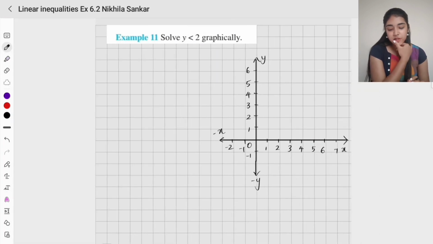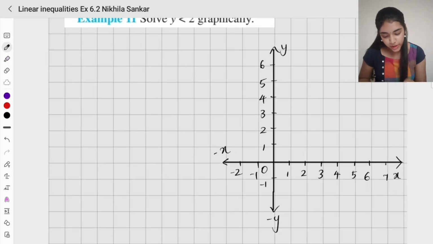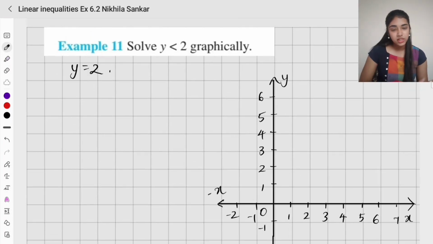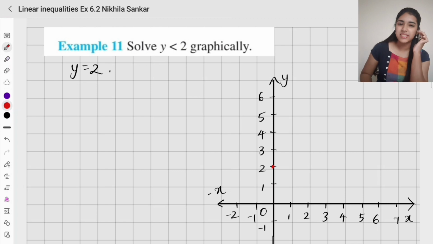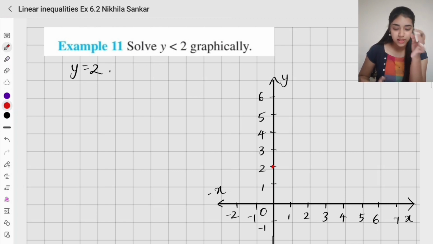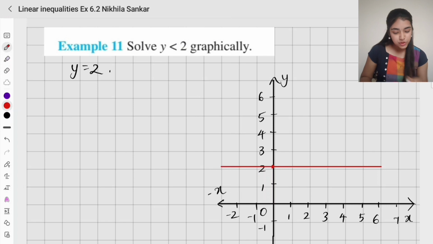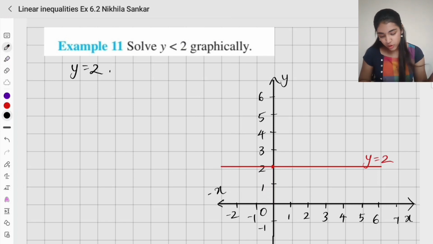Example 11. Solve y less than 2. Now what is the first step? There is an inequation. We have to write the equation. So I have y equals 2. The equation has come to us directly. Now I am going to draw the graph. How is the graph for y equals 2 going to look? So this is my y equals 2. No matter what my value of x is, I am going to get the value of y to be 2 always. Whatever the value of x is, y is 2. So how does my graph look like? So this is my y equals 2 graph. Now I have to check if 0, 0 is included.